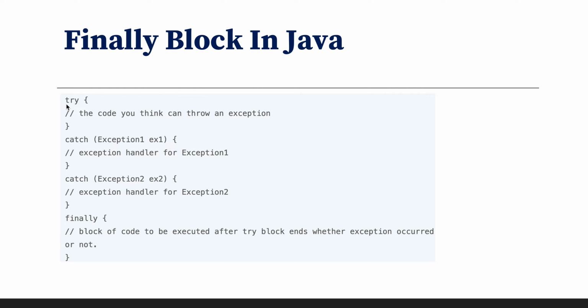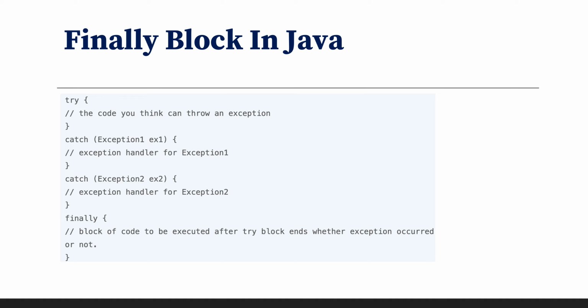So the syntax of the finally block is something like this. We will have a try block. Inside the try block we will put all those statements which might cause the exception. Then we will write multiple catch blocks to handle those exceptions one by one, and then at last we will put the finally block. It is the block of code to be executed after the try block ends, whether the exception occurs or not.